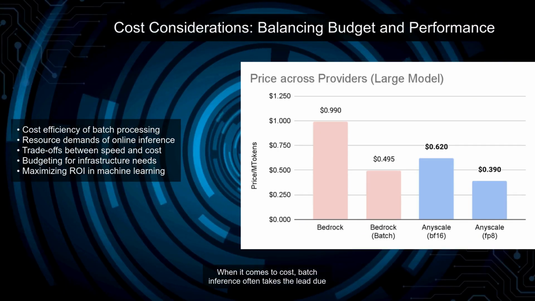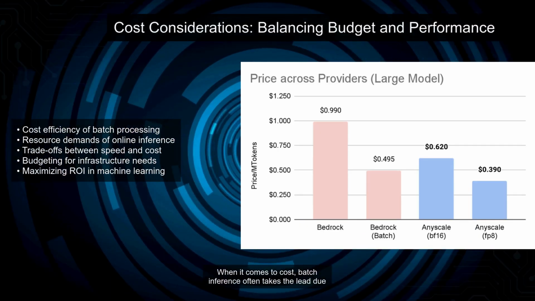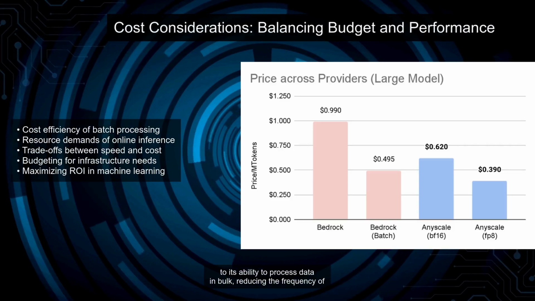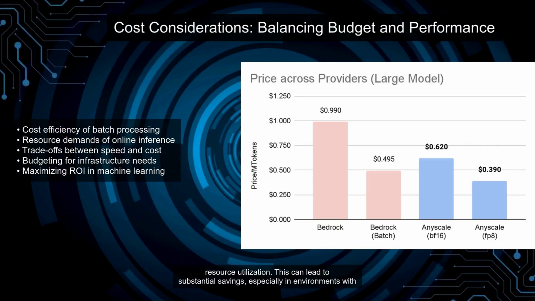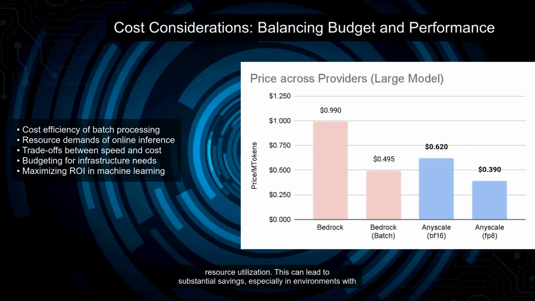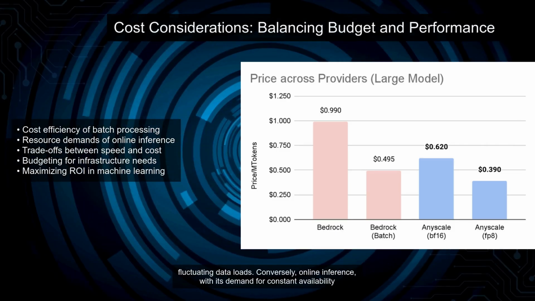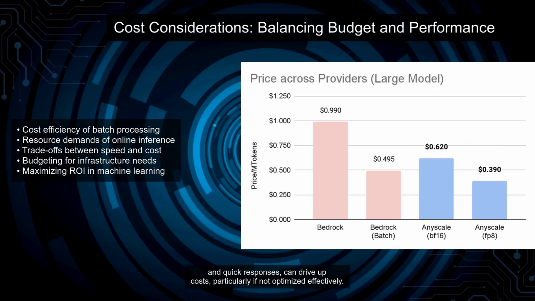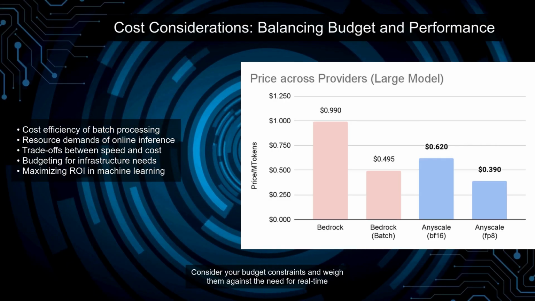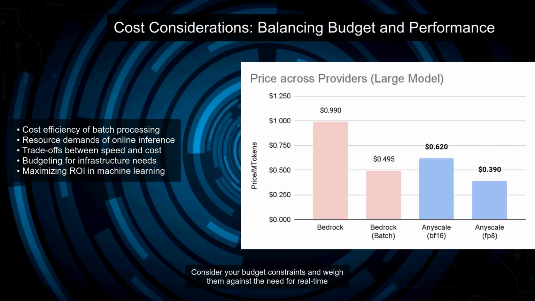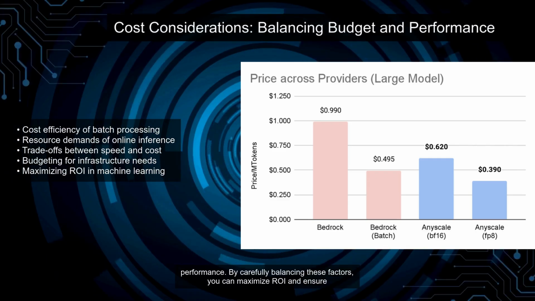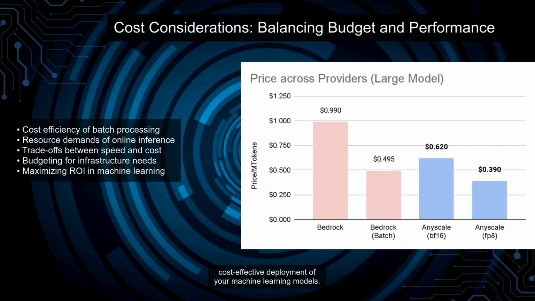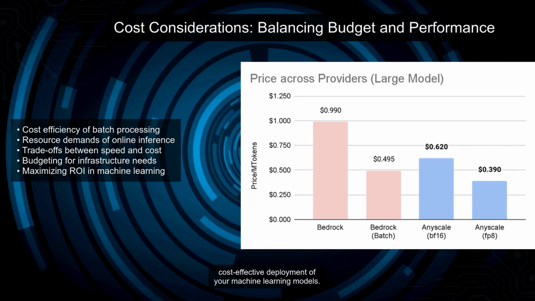When it comes to cost, batch inference often takes the lead due to its ability to process data in bulk, reducing the frequency of resource utilization. This can lead to substantial savings, especially in environments with fluctuating data loads. Conversely, online inference, with its demand for constant availability and quick responses, can drive up costs, particularly if not optimized effectively. Consider your budget constraints and weigh them against the need for real-time performance. By carefully balancing these factors, you can maximize ROI and ensure cost-effective deployment of your machine learning models.